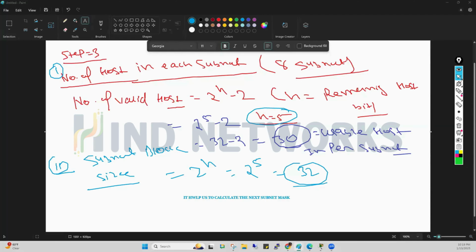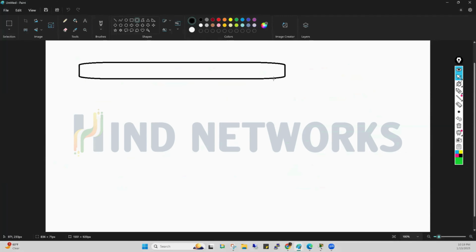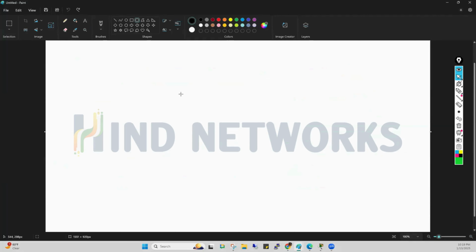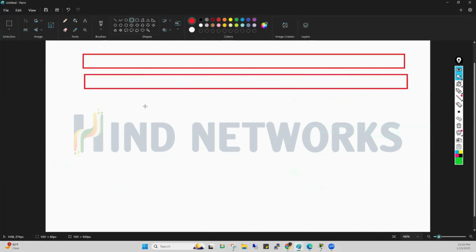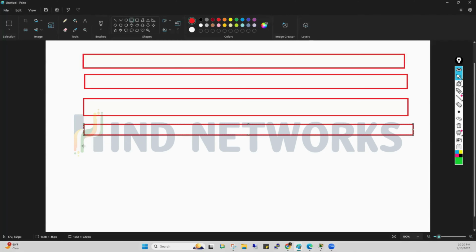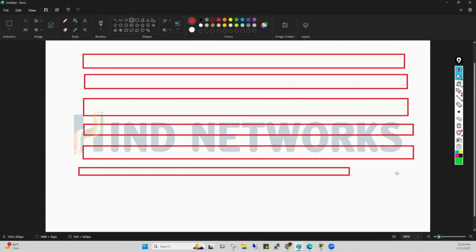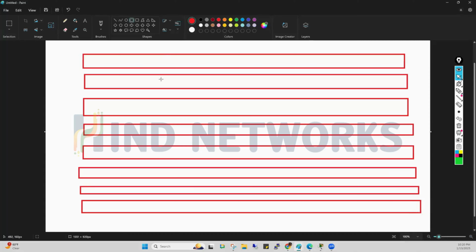Now what do you need to provide to your manager? You will tell your manager, hey, for you I calculated something. For example, you need to provide 8 subnets: 1, 2, 3, 4, 5, 6, 7, and 8. So these are the 1 to 8 subnets. Understand, guys?